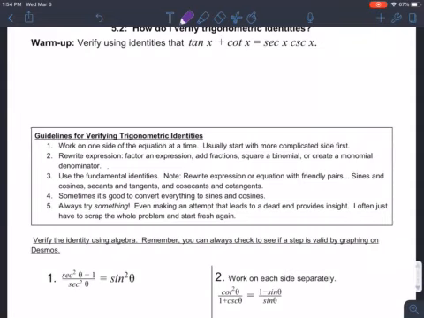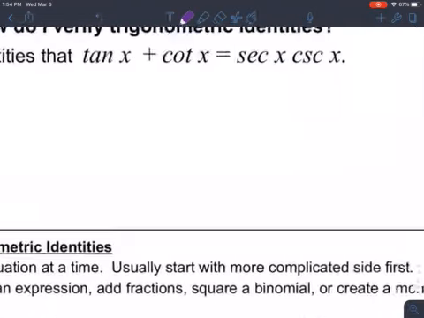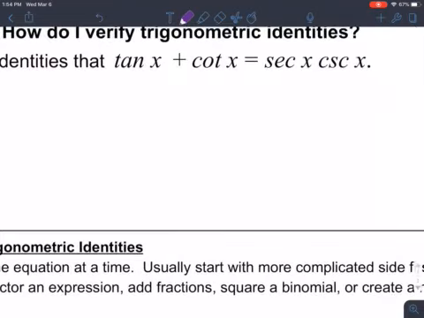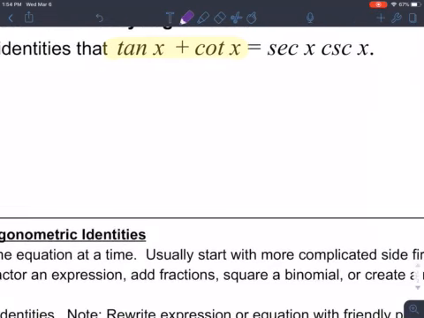Okay? So the first one, tangent x plus cotangent x equals secant x cosecant x. All right, more complicated side, probably with the addition. Okay, so I'm going to use some properties to get everything in terms of sine and cosine on the left-hand side. So tangent is the sine of x over the cosine of x. Cotangent is cosine x over sine x, and that should equal in the end secant x times the cosecant of x.